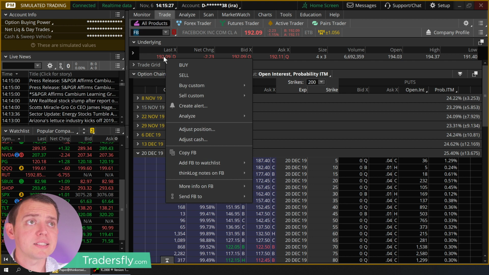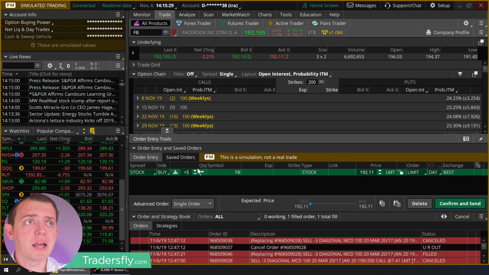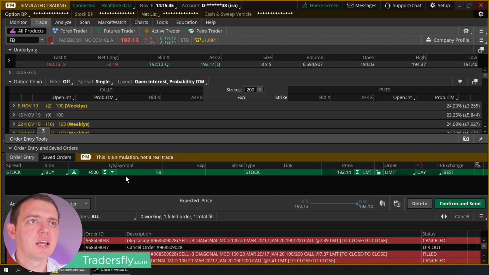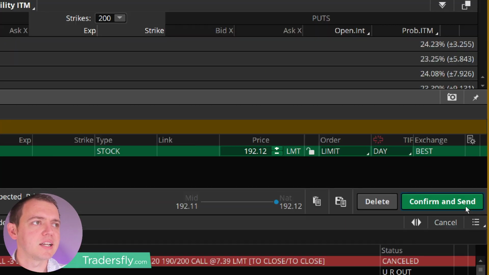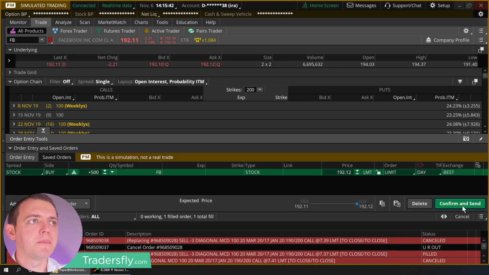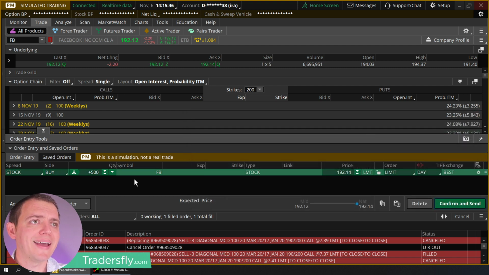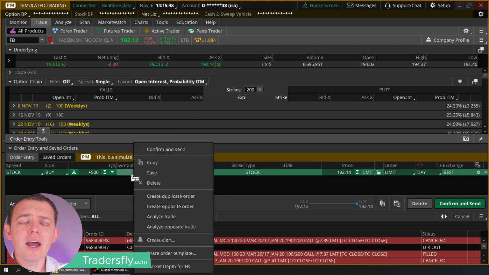Now normally when you buy a stock, you just right click, buy, and then you choose the number of shares that you want. Here I have 500 shares listed, and I could right click, confirm and send, or I could hit this confirm and send button over here as well. So I could do that, and then it'll pull up some option buying power and that kind of stuff. What I also like to do is sometimes right click and analyze the trade.